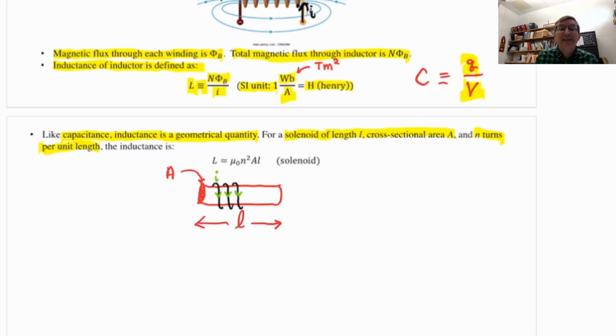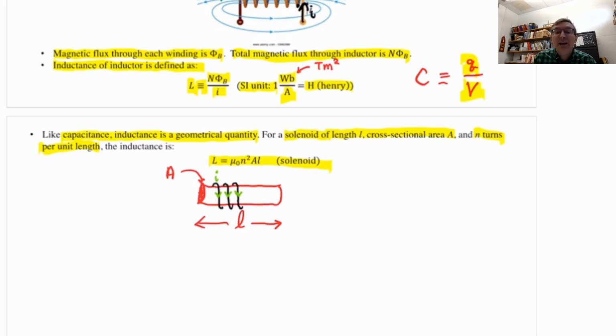What's the inductance for such an inductor? I'm just going to state the result first, and then I'll show it. It's got mu 0, the magnetic permeability constant that shows up everywhere in magnetism, just like epsilon 0 shows up everywhere in electrostatics, including in capacitance, times little n squared, the number of turns per unit length squared, cross-sectional area A times L. Doesn't depend on the current I, just depends on geometry. All right, let me show you where that result for the inductance of a solenoid comes from.